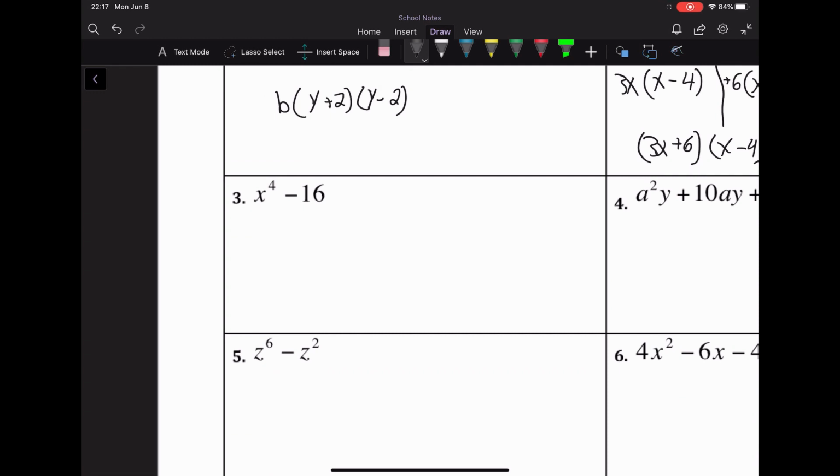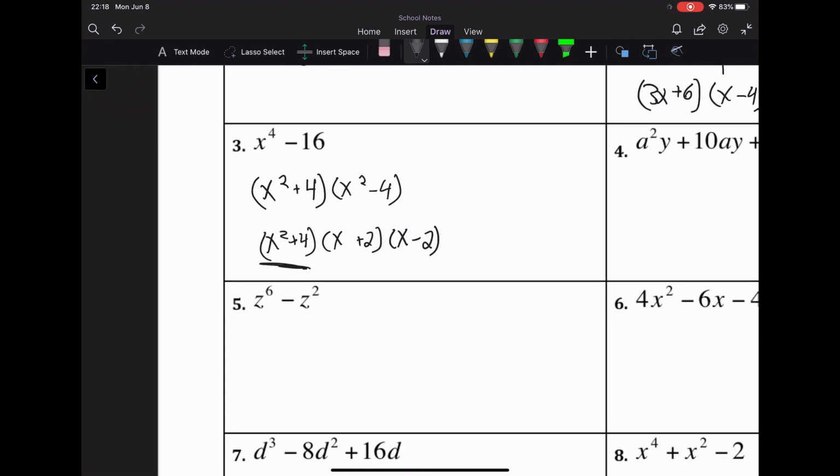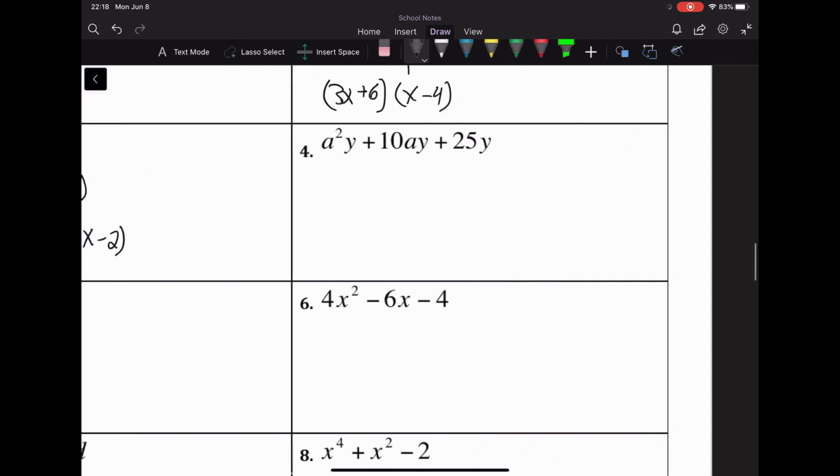Question 3 is going to be a difference of two perfect squares. So we'll be left with x squared plus 4, x squared minus 4. But we're not done yet because x squared minus 4 can also be broken down further. So let's bring down the x squared plus 4 first. Sorry, this should say x plus 2 times x minus 2. And so now we're good on that one. And the reason why we can't factor out this one over here more is because it's not the difference of two perfect squares. It's the sum of two perfect squares. Next question.